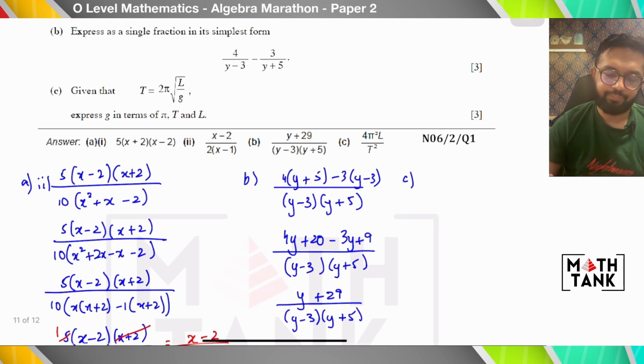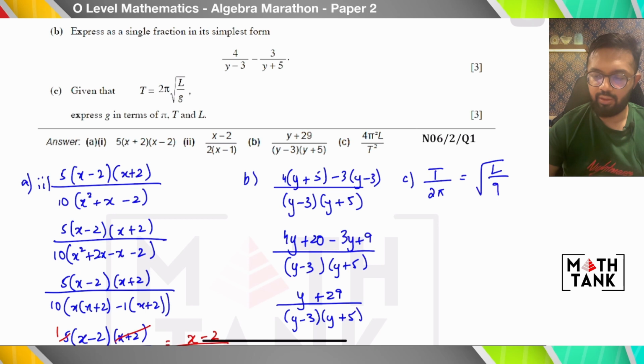But see, g in terms of, so I have to make g the subject, so I'm just going to bring 2 pi to the other side first and leave the root L over g here. Then I remove the root by taking a square on both sides. So that gives me t squared over 2 squared into pi squared equals L over g.